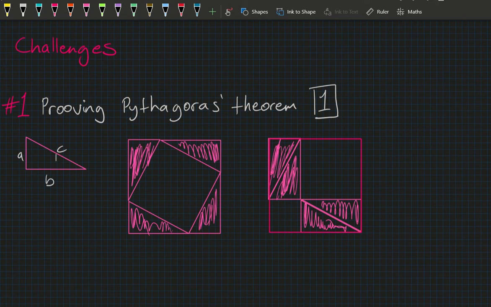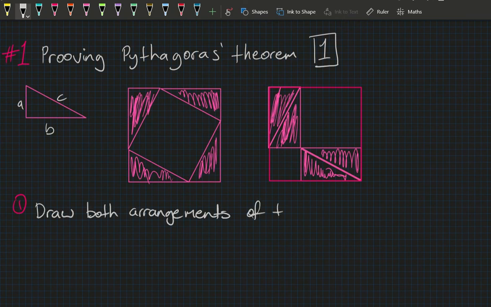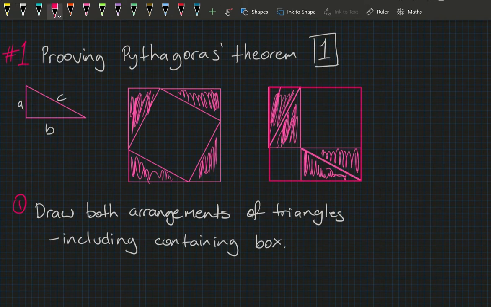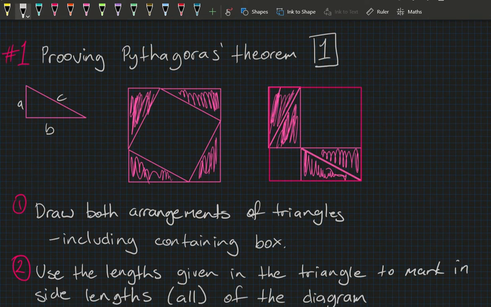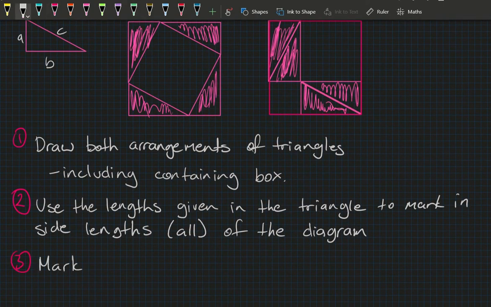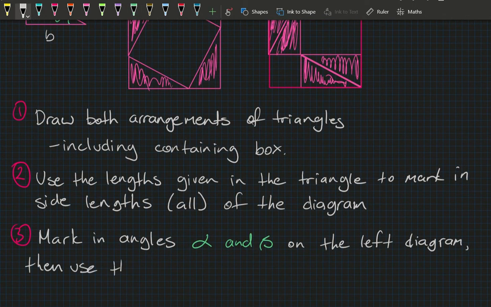Okay, so to do this proof, step 1 is drawing both arrangements of triangles, including the containing box. And in step 2, you're going to use the lengths given in the triangle to mark in the side lengths of the diagram. So that's every side length. Then if I mark in these angles alpha and beta on the original triangle, I want you to mark them in on the left diagram and then use them to figure out the angle X.